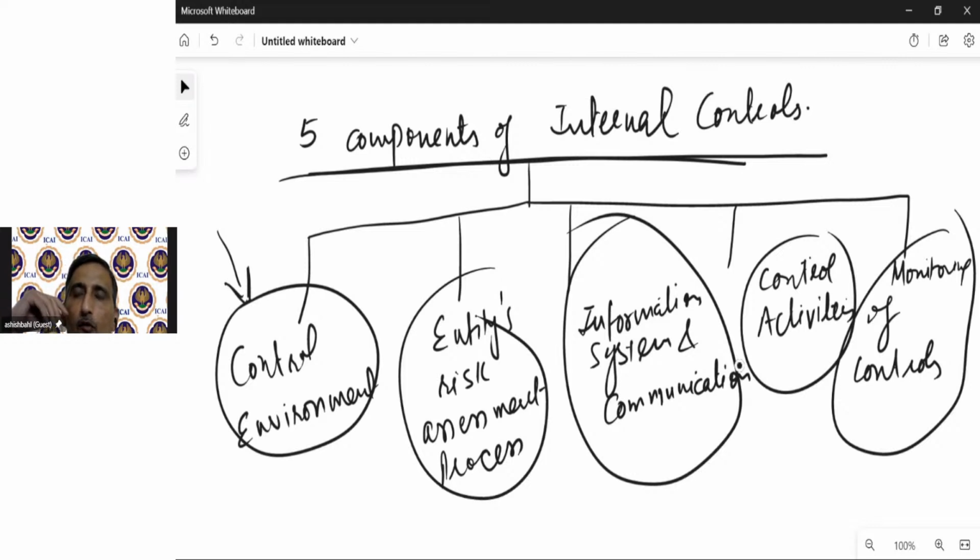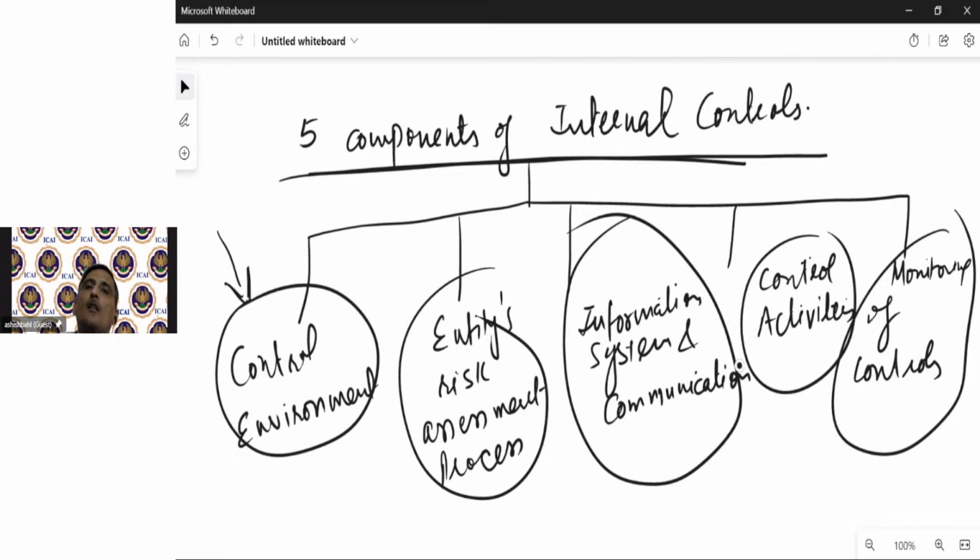So, what is control environment? Guys, who devises the controls? Who devises the control system? Who devises the internal control? Management. Obviously, the company, the management, they are responsible for devising the control.